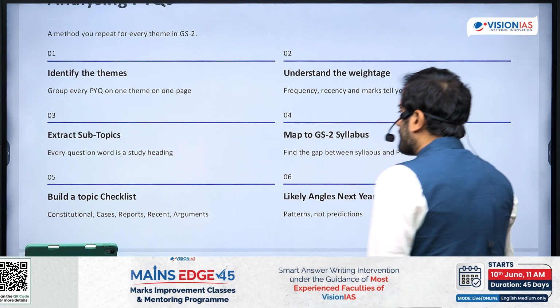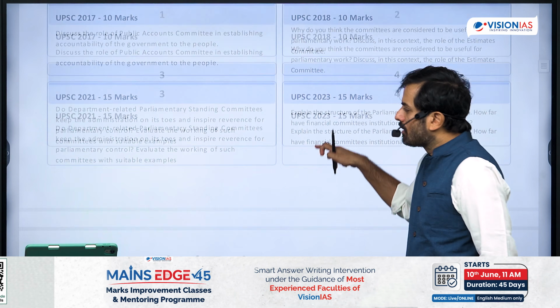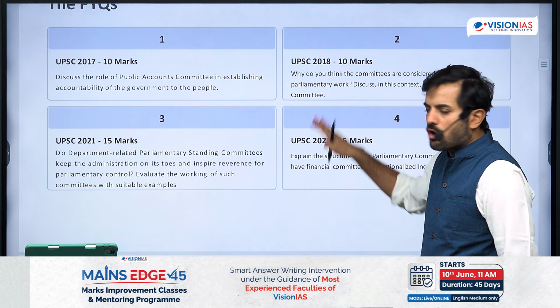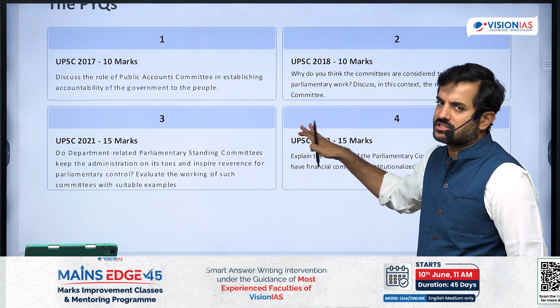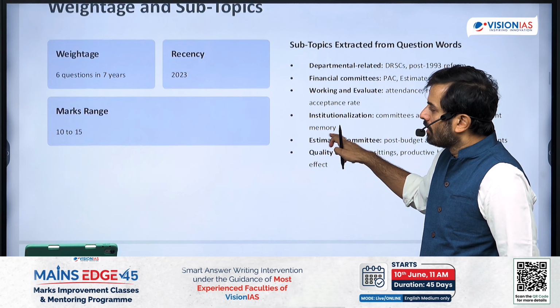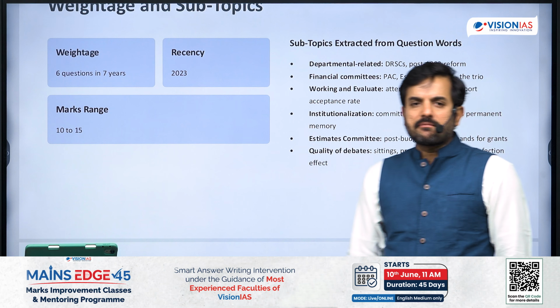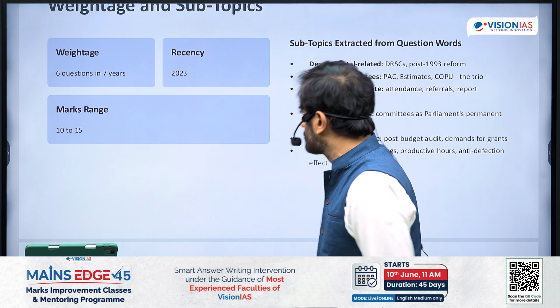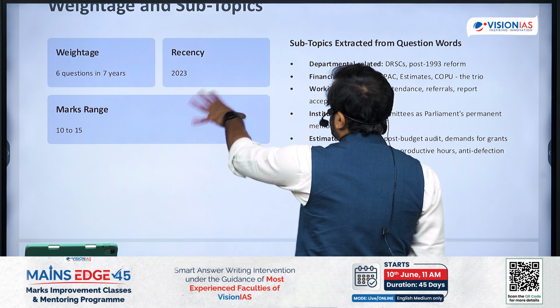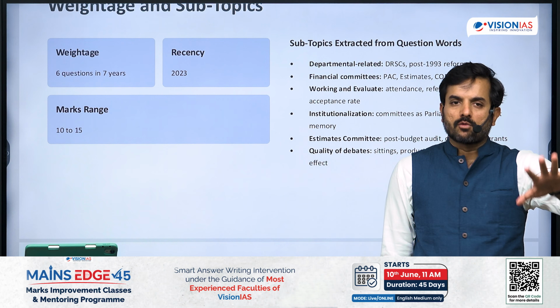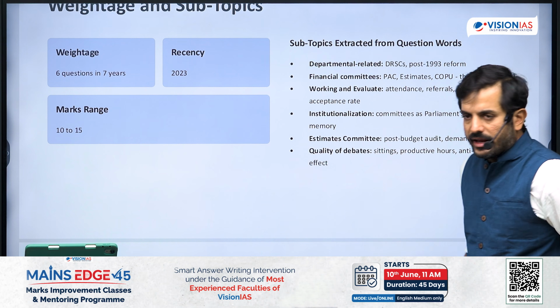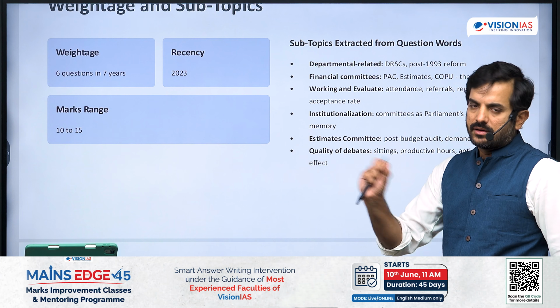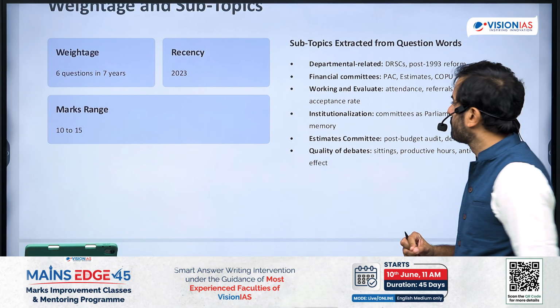So let's do this analysis for the topic of parliamentary committees now on the basis of the questions that UPSC has asked already. As far as the weightage is concerned, there have been 6 questions in the last 7 years from the topic of parliamentary committees. The recency is that the last question that appeared was in 2023, and the range of marks has been 10 to 15 every year whenever a question has been asked from this topic.